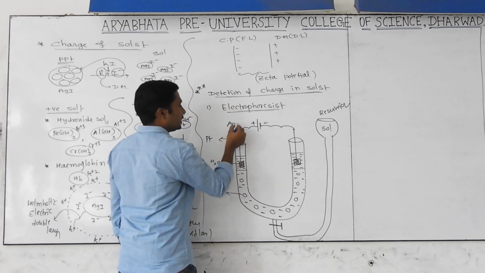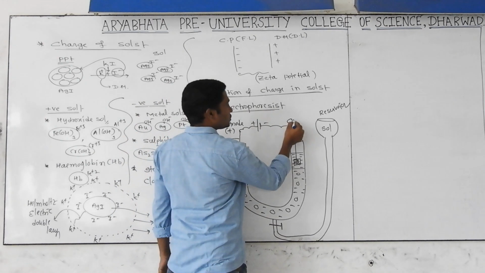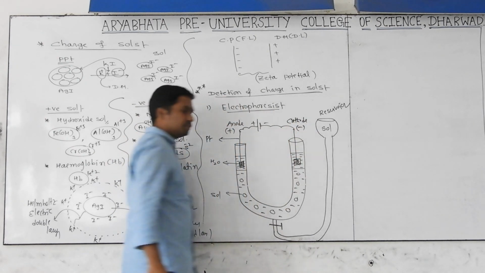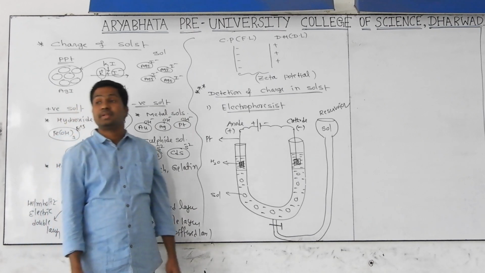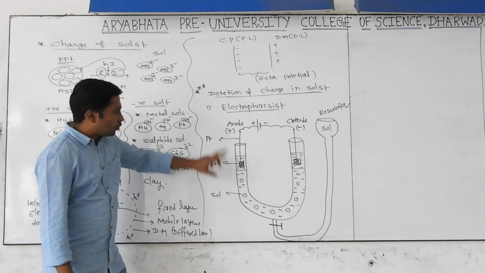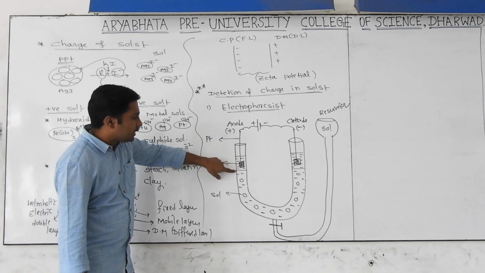This is called an anode. The whole plate carries positive charge. This is called a cathode. The whole rod will carry negative charge. This is enough to identify the charge of the sol. Are you getting it? One thing here: why are we using water?